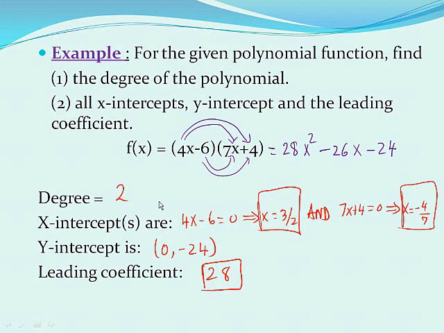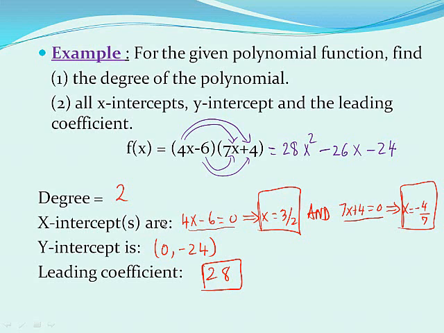To find the x-intercepts, put 4x minus 6 equal to 0 and 7x plus 4 equal to 0 and solve for x. 4x minus 6 equal to 0 gives x equal to 3 by 2, and 7x plus 4 equal to 0 gives x equal to negative 4 by 7. So 3 by 2 and negative 4 by 7 are the x-intercepts.